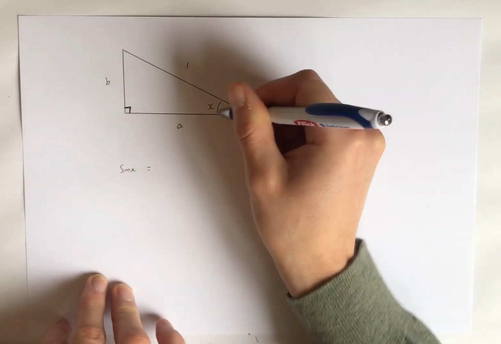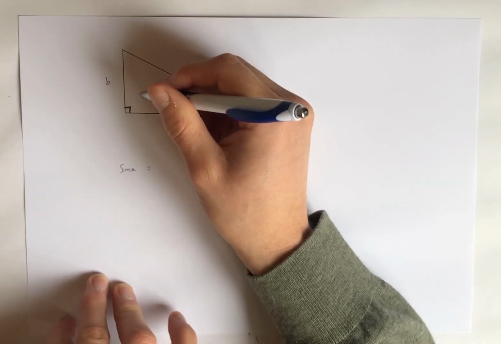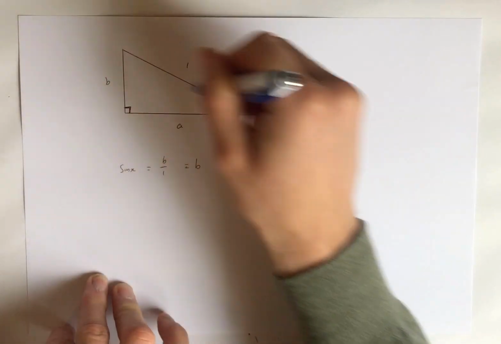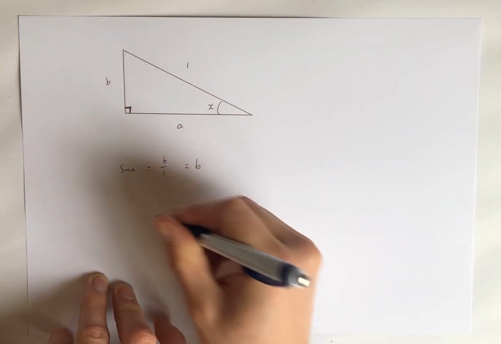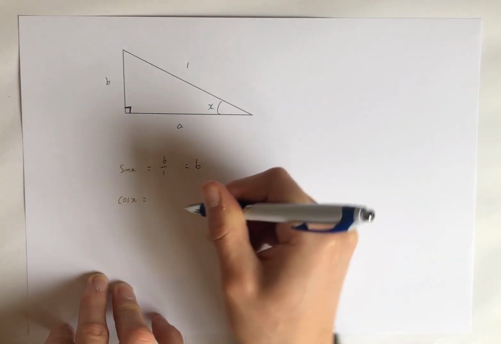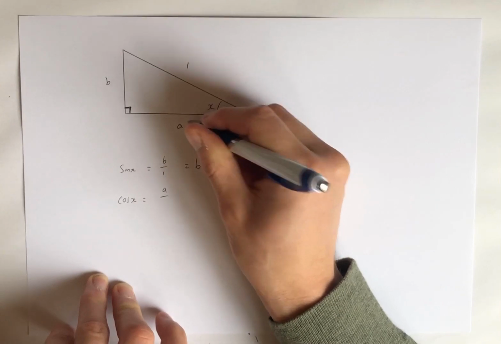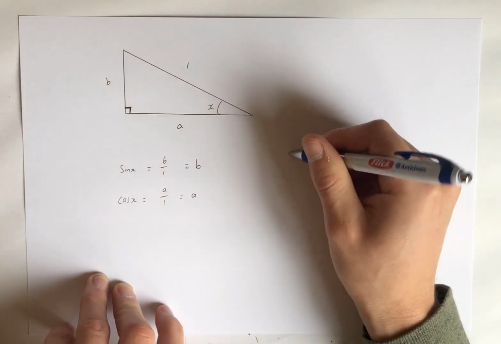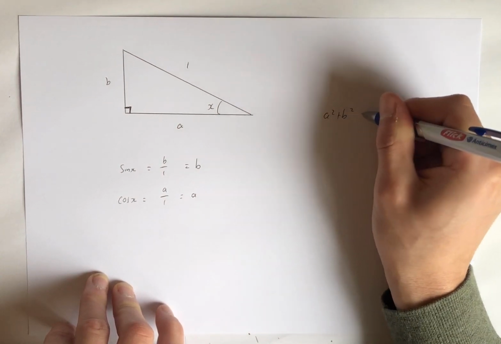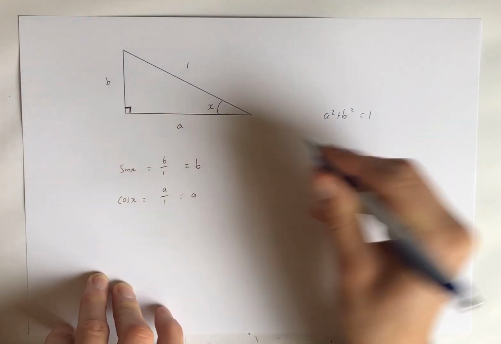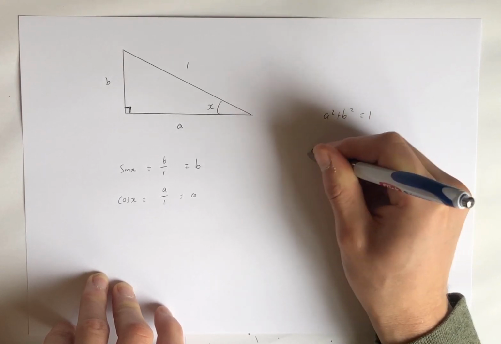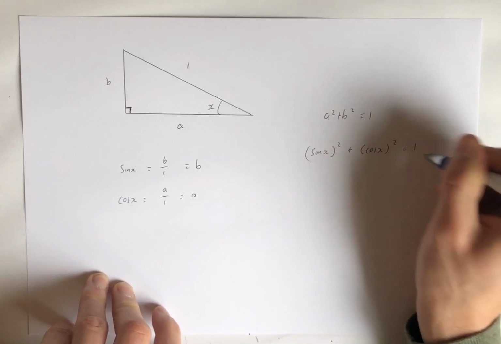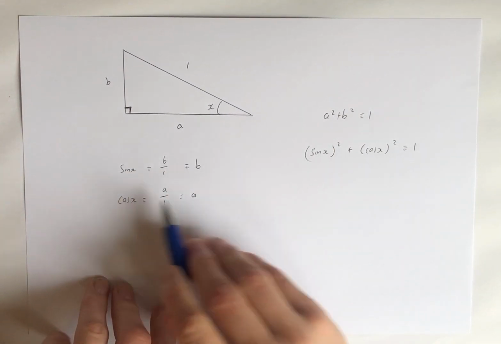Sine x, well that's O over H, isn't it? B over 1. So in this one with a unit length for the hypotenuse, sine x is B. Cosine x is A over H, A over 1, which is A. And so by Pythagoras, we have A squared plus B squared equals 1. So that's just the same as saying sine x squared plus cosine x squared is 1, because sine x is B, cosine x is A.